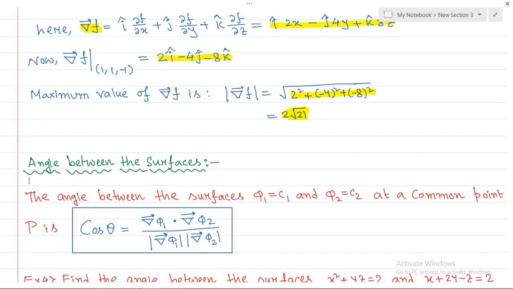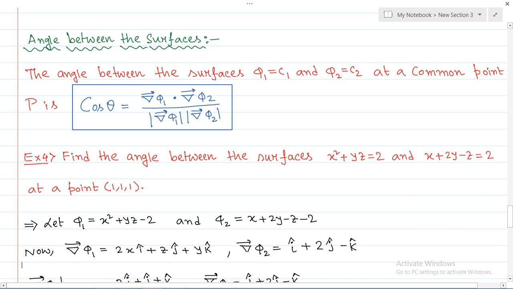Now sometimes we face this type of question also, which is another application of gradient of a scalar point function, that is the angle between the surfaces. So what are the things that we need to know here? What is the formula? Suppose we are having two level surfaces, phi 1 equals c1 and phi 2 equals c2, and both the surfaces have a common point through which we can find the angle between the surfaces. The formula for finding the angle between the surfaces is cos theta equals grad of phi 1 dot grad of phi 2 divided by magnitude of grad phi 1 into magnitude of grad phi 2.